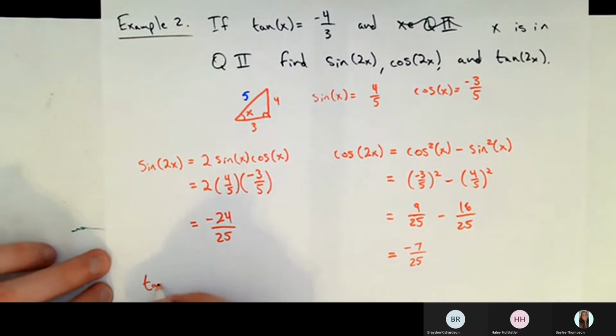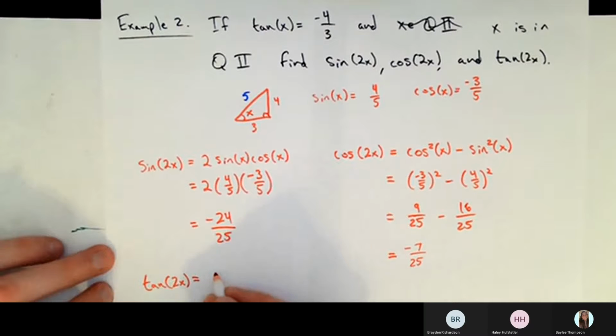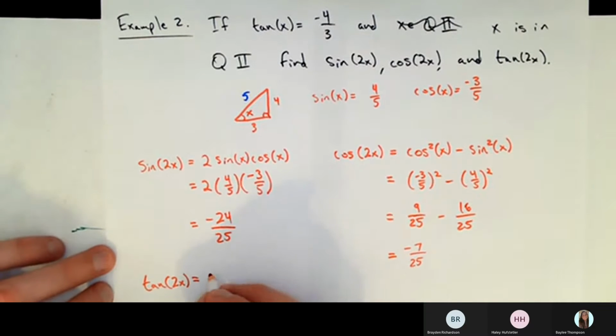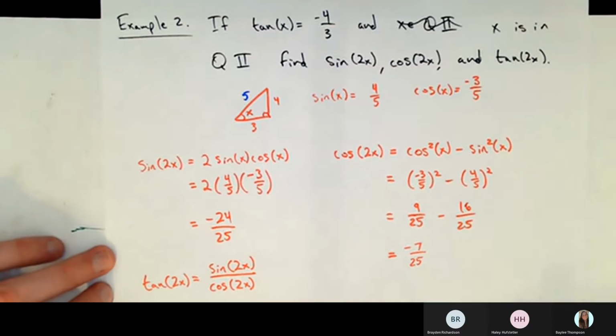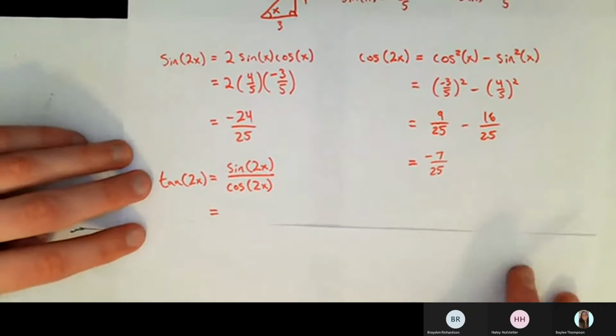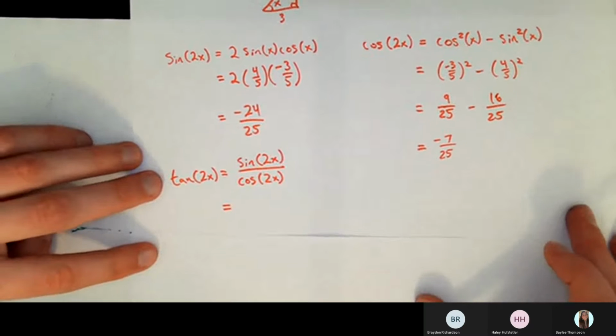Now, tangent of 2x. Since I was already asked to find sine of 2x and cosine of 2x, I can just fall back on the definition of tangent, that tangent is equal to sine over cosine, and as long as those inputs match, 2x, 2x, 2x, then I'm good. And I can just say, well, sine of 2x was negative 24 over 25.